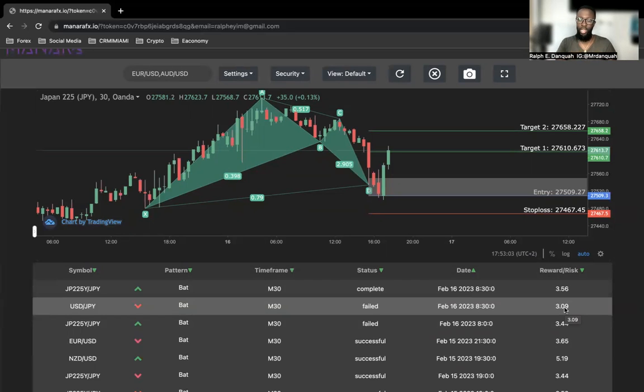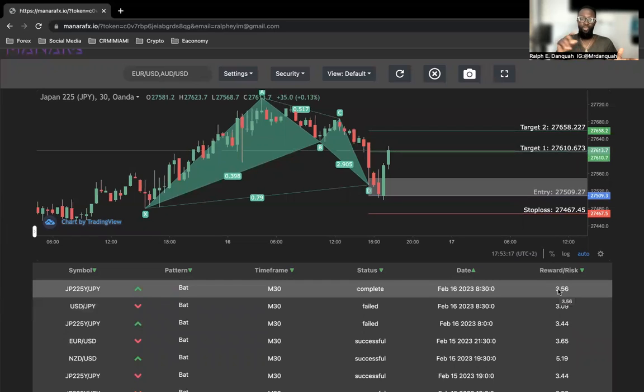If it's a 1, that means it's 50-50. I'm risking $1 to make $1. I'm risking $10 to make $10. A 2 and above, 2 point whatever and above, is basically I'm risking $1 to make $2. I'm risking $10 to make $20. You guys get it? Or €10 to make €20, or £10 to make £20.